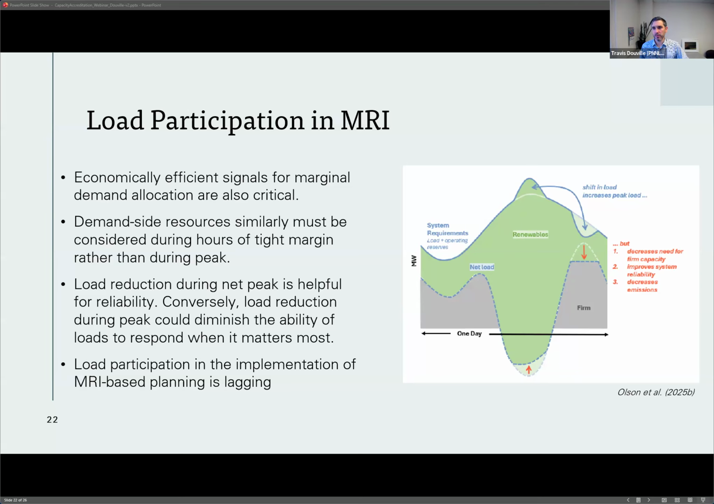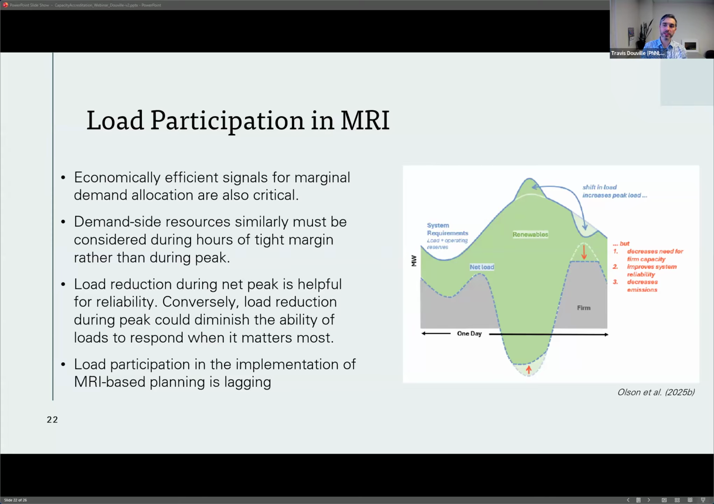Just like supply side capacity resources, demand side resources must be considered during hours of tight margin rather than during the peak. Load reduction during the net peak is helpful for reliability, just like capacity addition. However, the difference is that efforts focused on reducing load during peak could actually diminish or degrade the ability of loads to respond during net load peaks. An example would be deferring a load during the peak only to incur that load several hours later, precisely when the net load peak hits. And in that example, you've done more harm than good. You've made the problem worse. And that could make the adequacy problem worse, and an MRI approach would reflect this derogation.